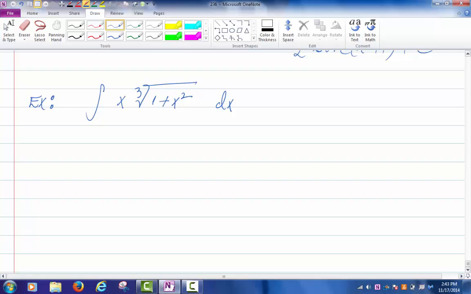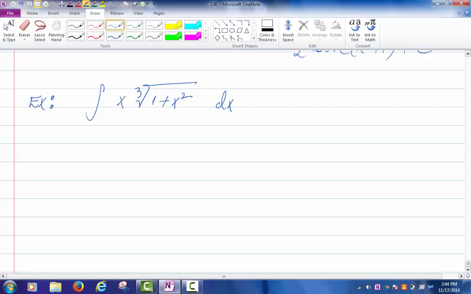Again, how do you pick u? Well, look at the integrand. Do I have 2 factors? Is one of them a composition? And what's the derivative of the inside of that composition? What's that? 2x. Now 2 is not a factor in my integrand, but x is. And even if 2 is not a factor in my integrand, that's fine, because 2 is just a constant and we can take care of that. So my u should be 1 plus x squared.